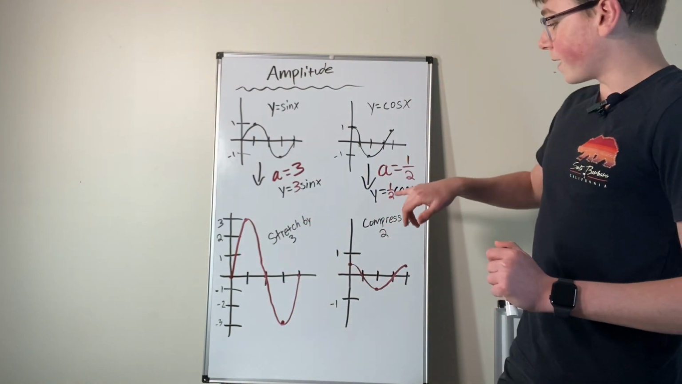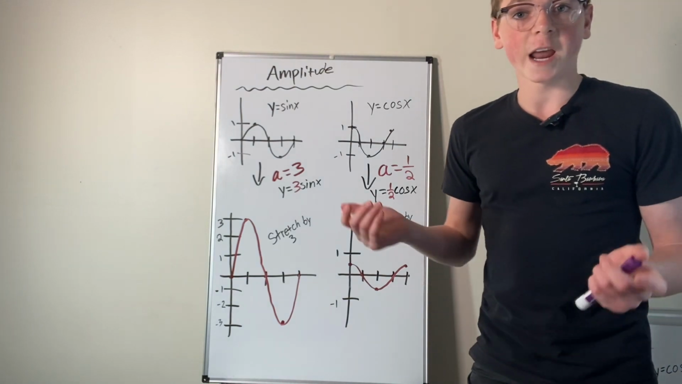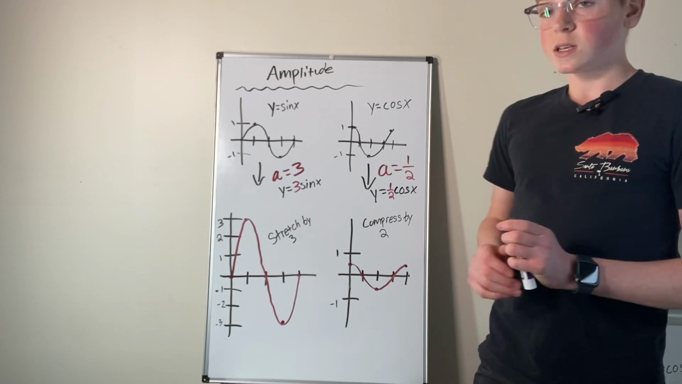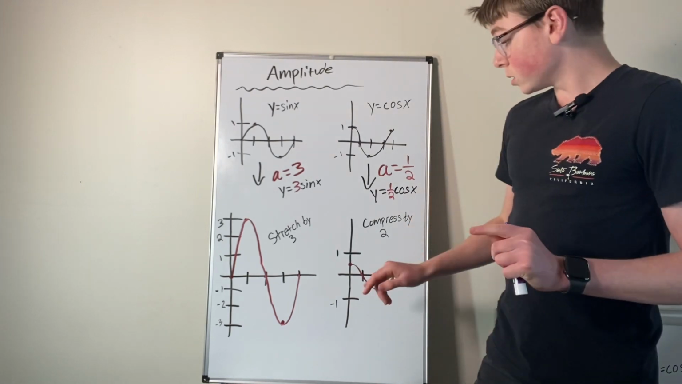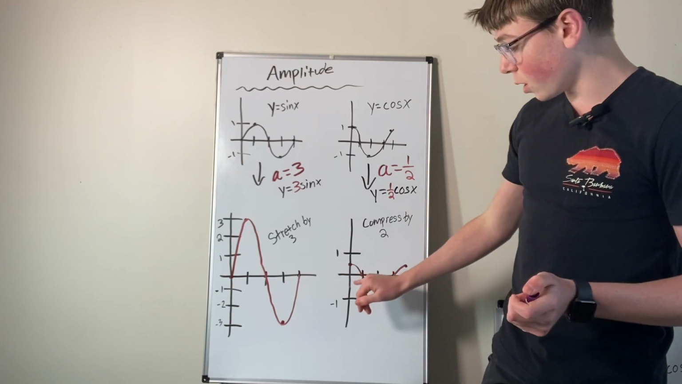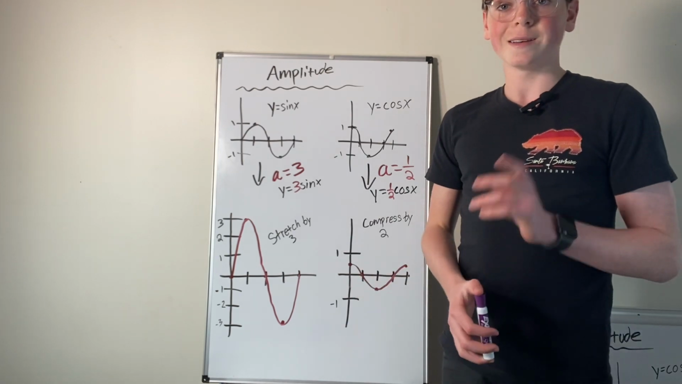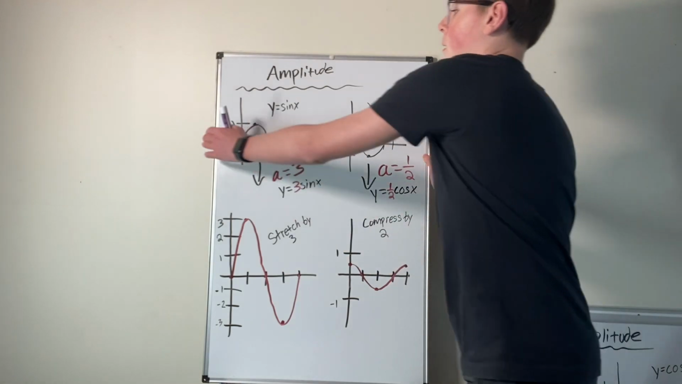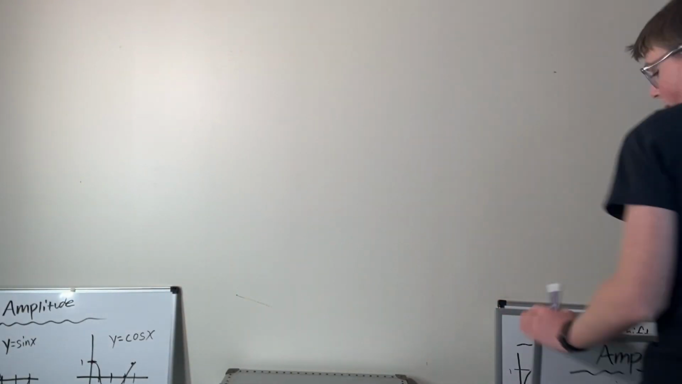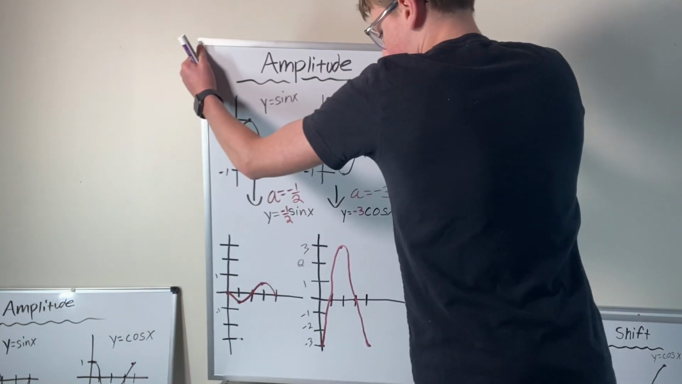Then, if we have cosine and we put a as 1/2, then we have y equals 1/2 cosine x, and that is a compression by 2. So our y's are compressed by 2. So they only go up 1/2 and down 1/2 from the midline. There is more on amplitude. You can have a negative amplitude, which will flip the graph.